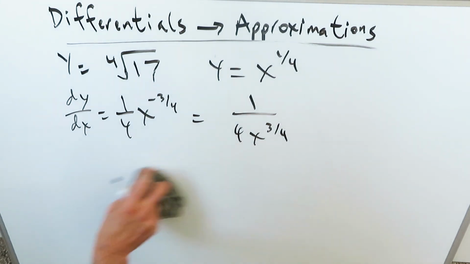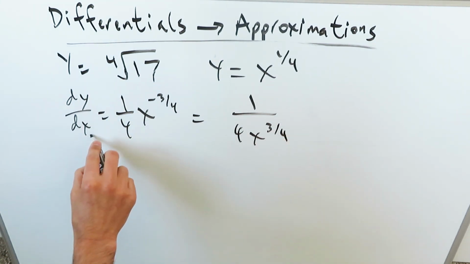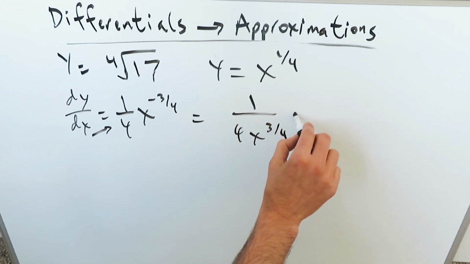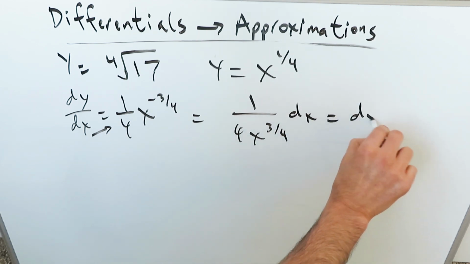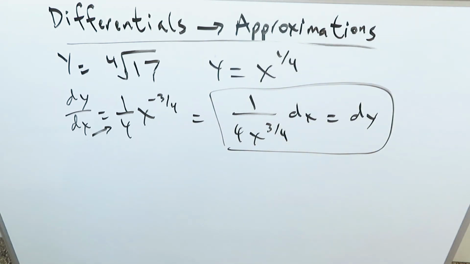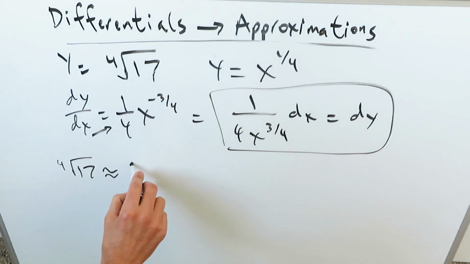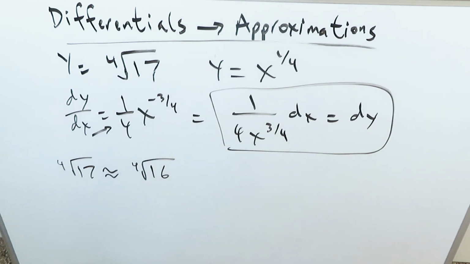Now let's determine dy. This is dy over dx. When I push the dx to the other side, this is equal to dy. This right here, the relationship: dy is equal to dx divided by 4 x to the power of 3 over 4. Now I want to determine my dx, my differential with x. I know there's something very close to this. The 4th root of 17 should be closely the 4th root of 16. This is what I have.